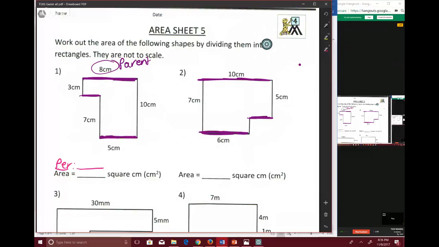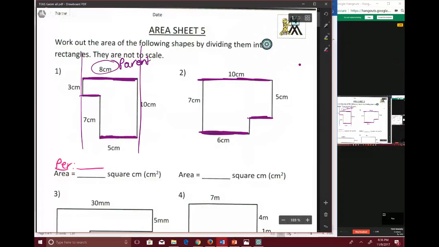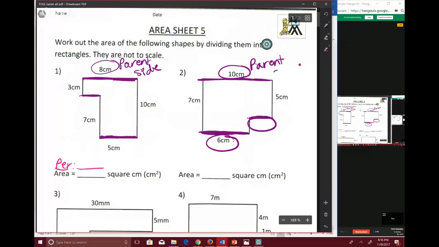There is nothing horizontal in number 1 that is longer than 8 centimeters. There is nothing longer than 8 centimeters. Everything is 8 centimeters or less. You can tell that because that reaches to the edges of the shape. So we have nothing that goes beyond 8 centimeters. That is the parent side. And what you'll notice is there's always one parent side for each. So if we look over here, we've got this younger side, this younger side. This is the parent side because nothing horizontally exceeds 10.